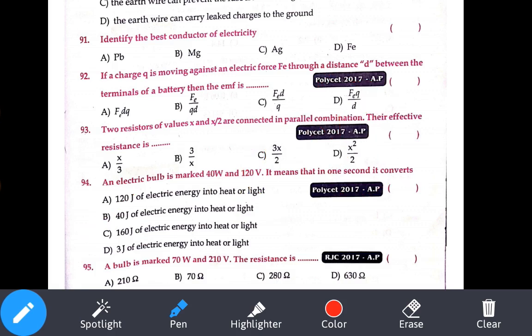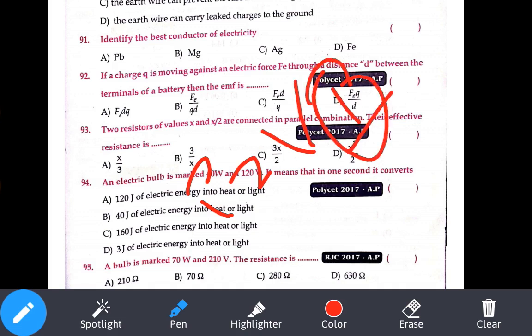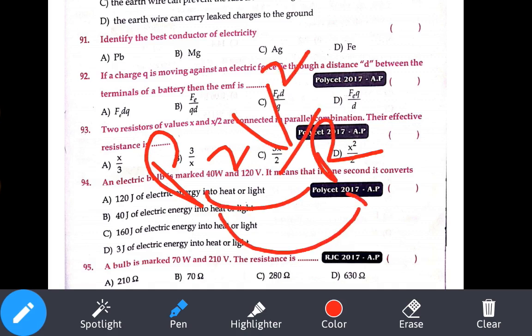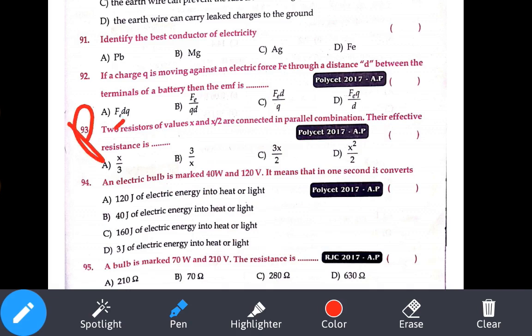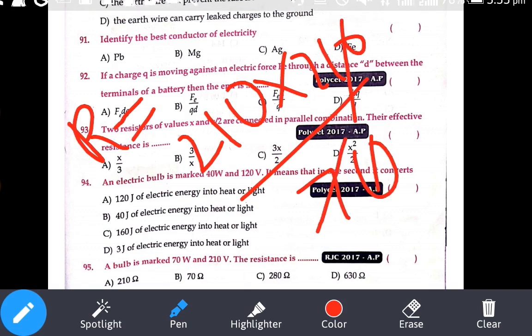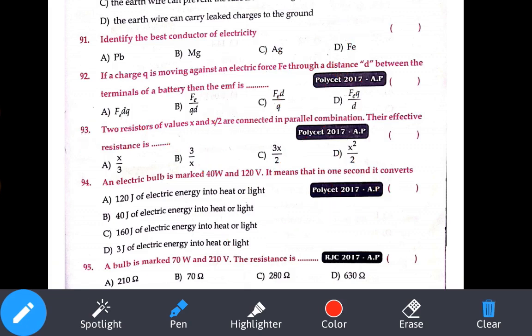The bulb is marked 70 watts, 210 volts, then the resistance is? P = VI, but here I is not given, and they are asking resistance, so P = V²/R. Bring R to the left side and P to the right side, so R = V²/P. V value is 210, so 210 times 210 over 70. The zero gets cancelled, 7 3s are 21, so the answer is 630 ohms.